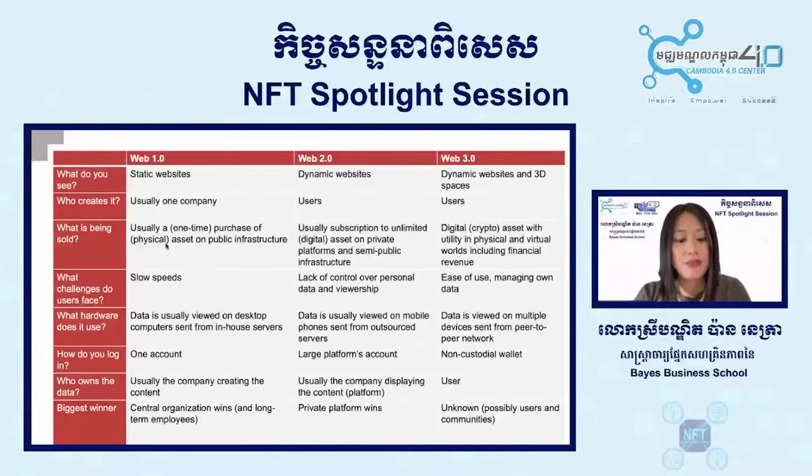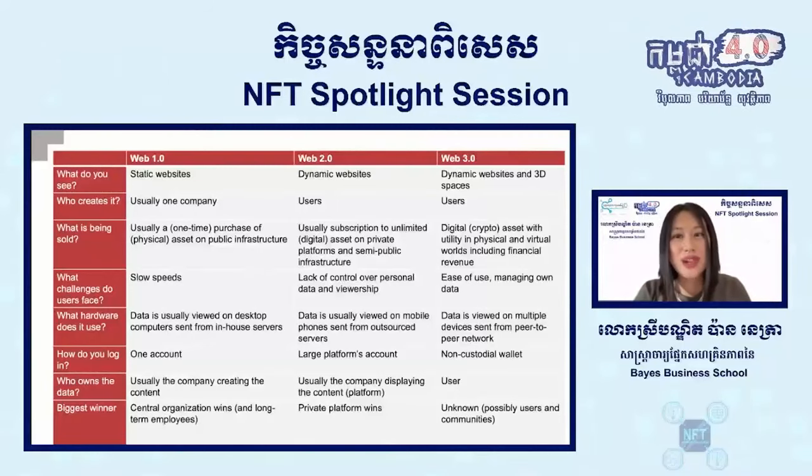So this means you might buy some dog food, or you might buy a shirt or food, and you usually would buy it once. What challenges did users face in the past? Slow speeds. What hardware did we use in the past? Usually we look at this on our desktop computer, and the information that we were looking at came from that one company and that one company's servers.